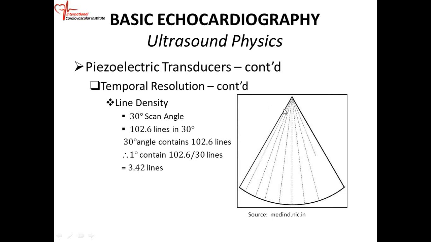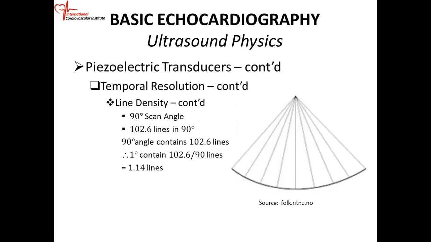30 degrees, and you have 103 lines in this 30 degrees. So each degree will contain 3.4 lines, or scan lines. If you increase your scan angle, then you see that each degree will contain a lesser amount of your scan lines. So if you decrease your scan angle, you improve your temporal resolution. If you increase the scan angle, you're going to decrease your temporal resolution, because you're going to decrease the density of the scan lines.